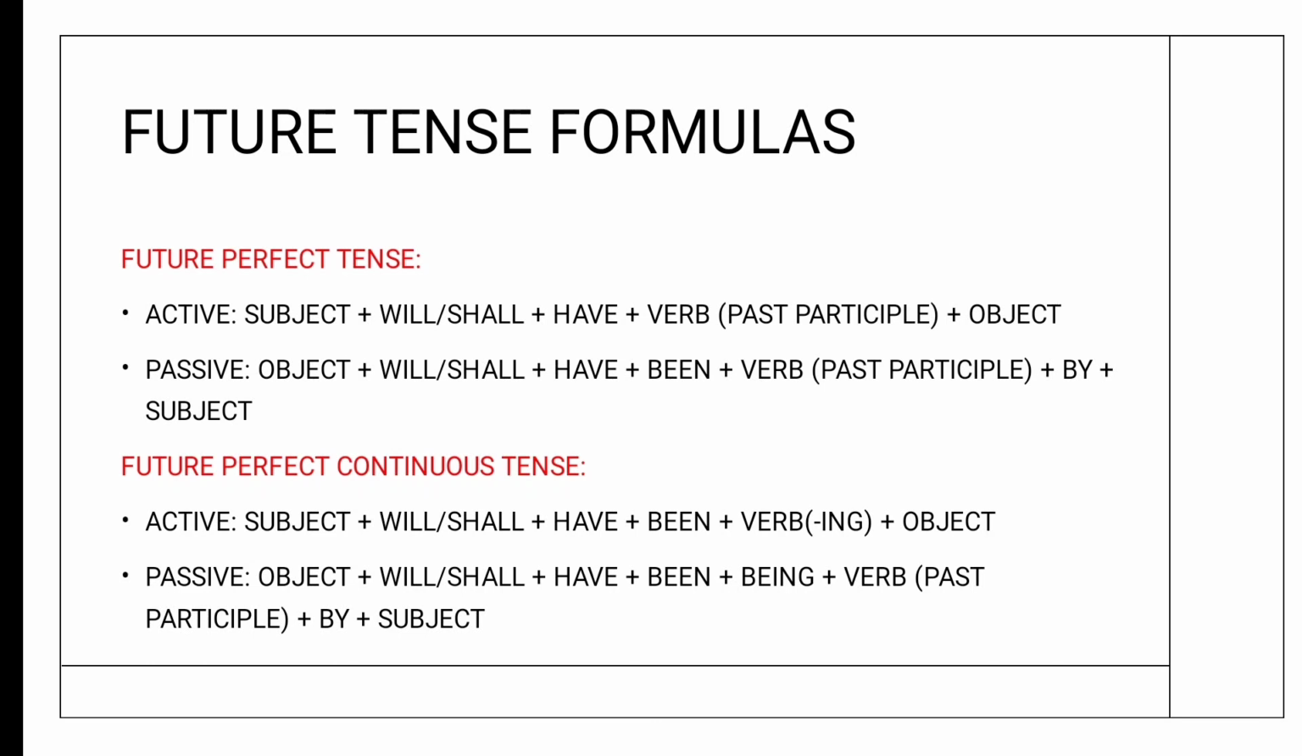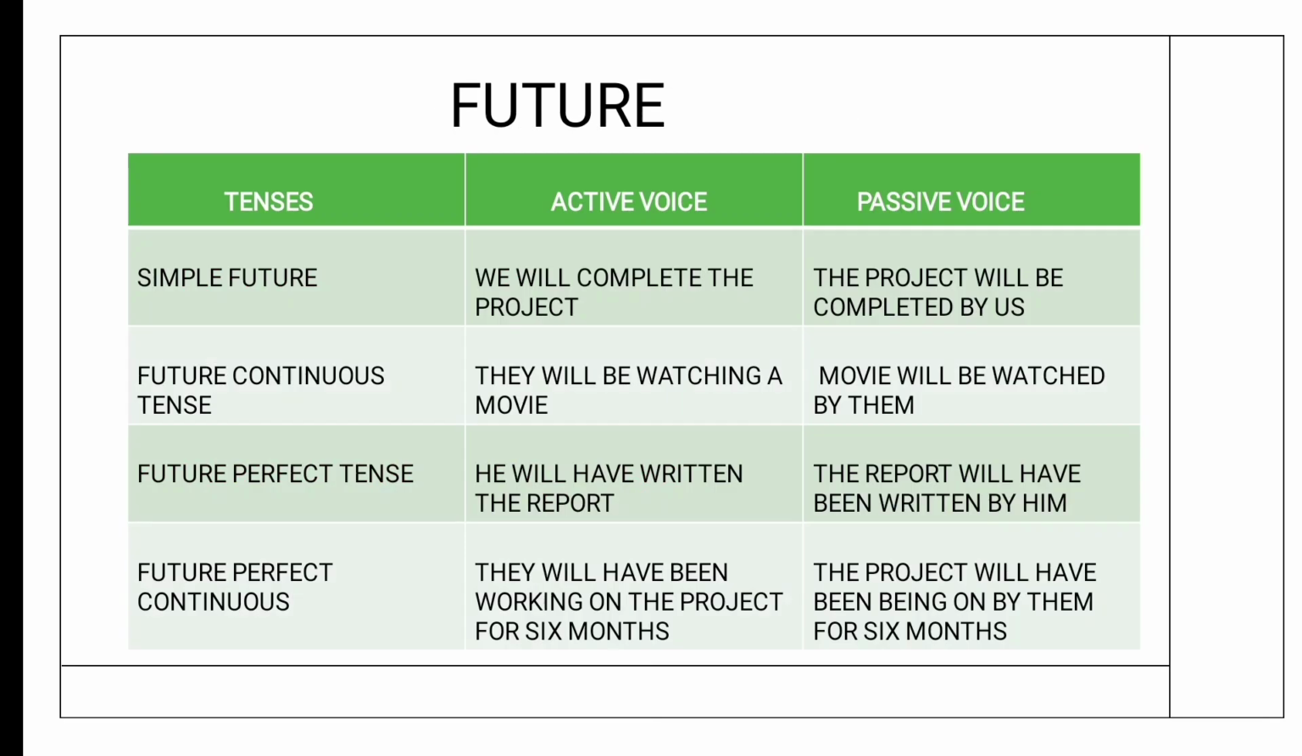So now let's understand with a few examples. In simple future, the sentence is: we will complete the project. We will complete the project. We is the subject, then we have to add will or shall plus complete, which is in V1 form, plus object. See, this is the normal active voice formula of simple future. Now we have to convert it to the passive voice.